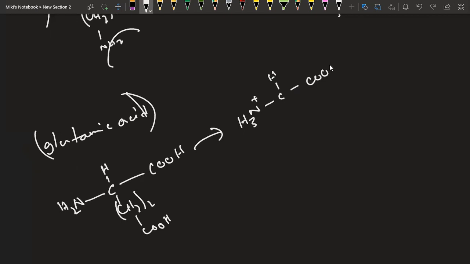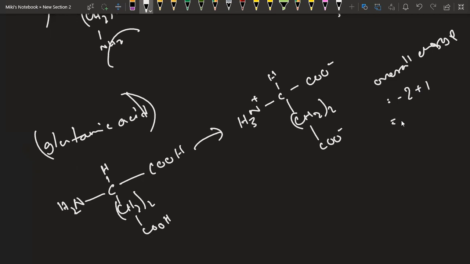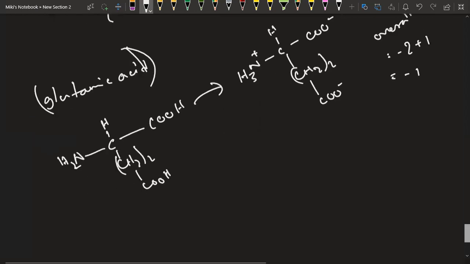Then this carboxylic acid donates H plus, so COO minus, and this carboxylic acid as well is donating an H plus, so COO minus. Now see what the overall charge is. Overall charge is 2 minus 1, that is minus 2, plus 1, a single positive 1. That means minus 1. Overall charge is minus 1. Got it? So we understood how things should look.